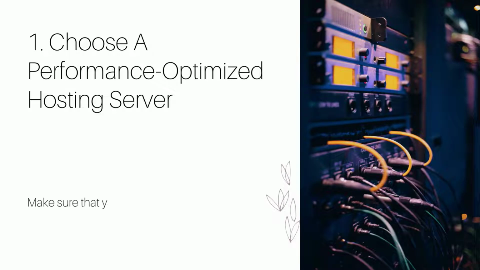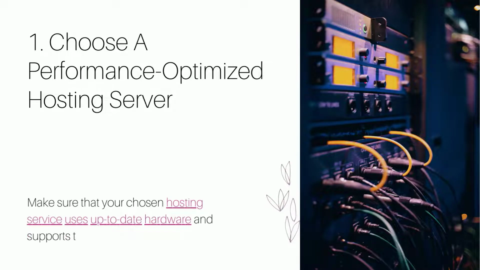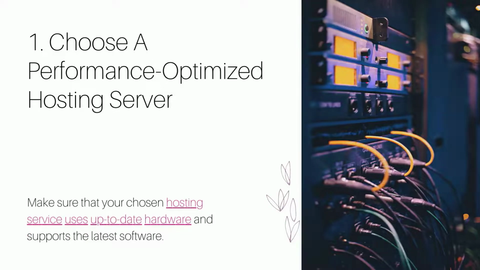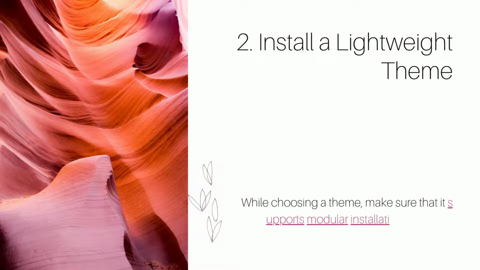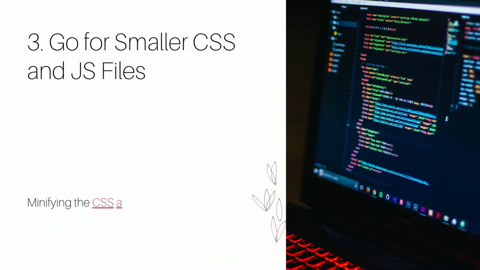Number 1. Go for a performance-based hosting server and make sure it supports the latest software. Number 2. Install a lightweight theme and do check that it supports modular installation. Number 3. Go for smaller CSS or JS files and you will see your Elementor site improve drastically.